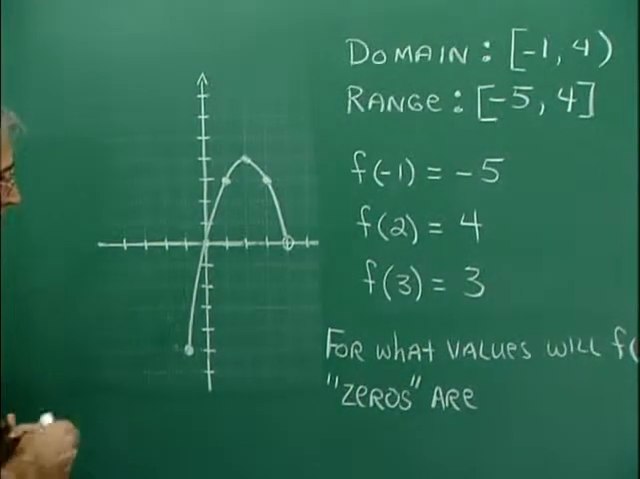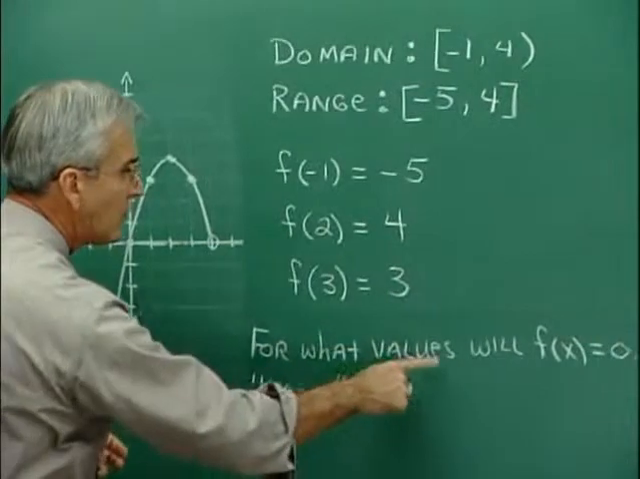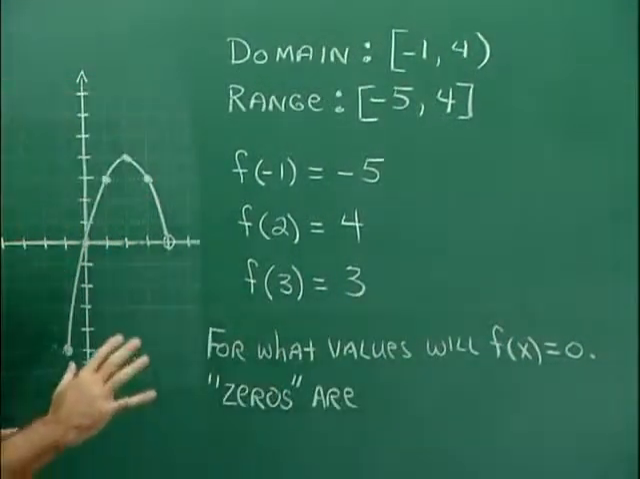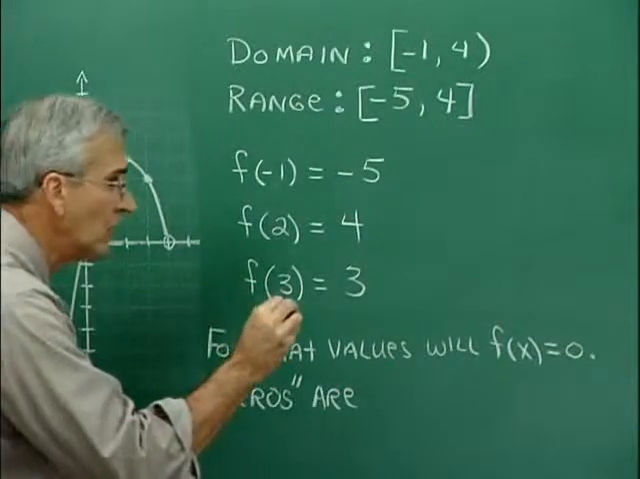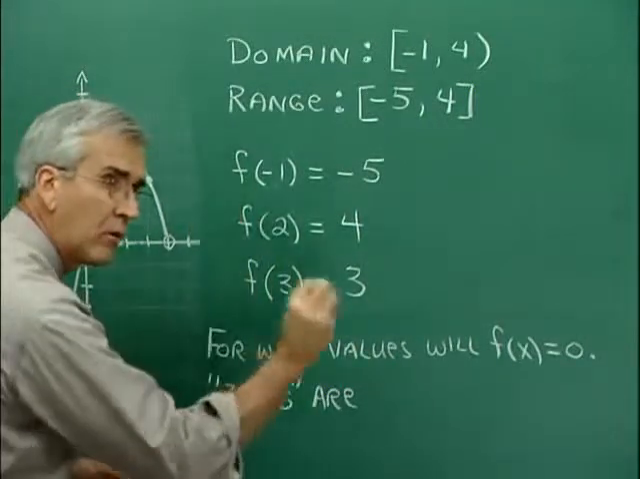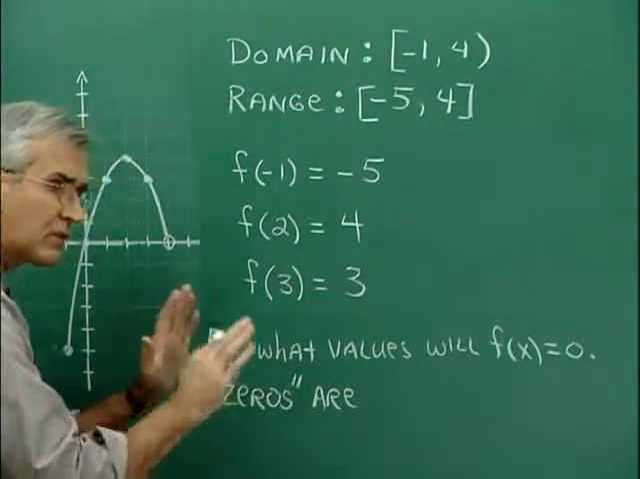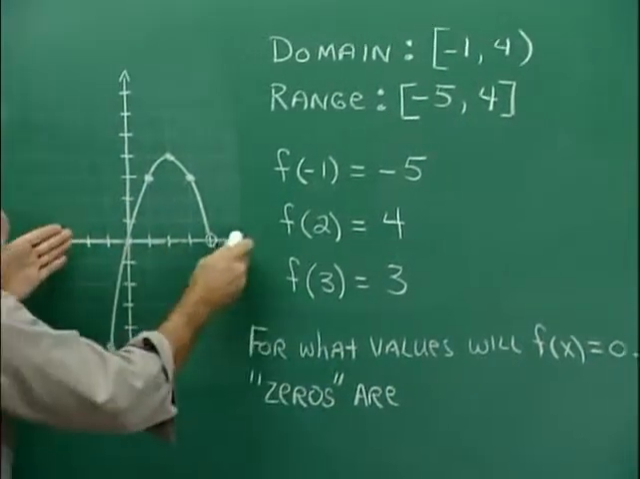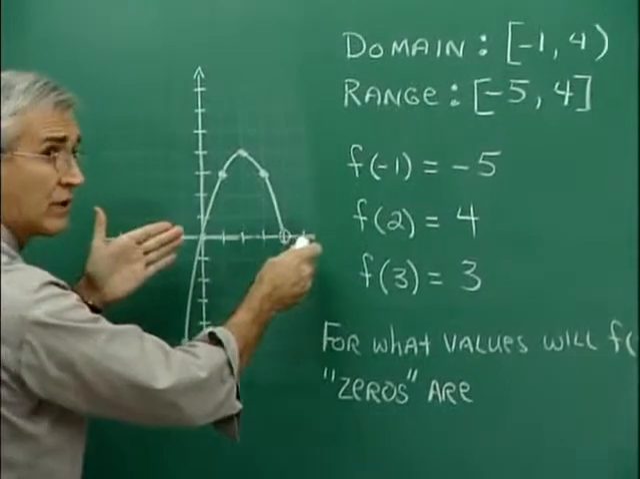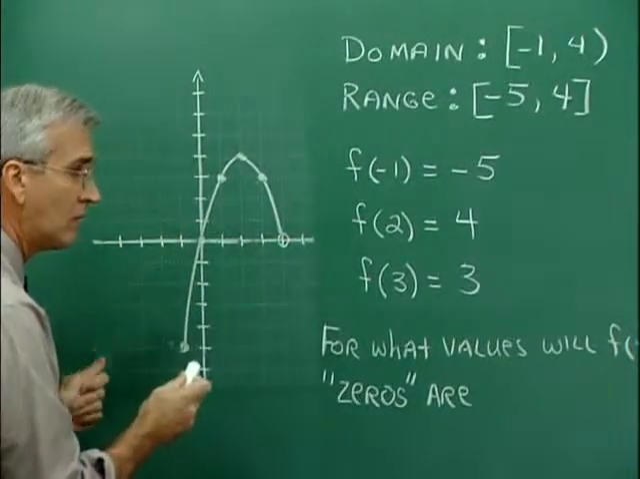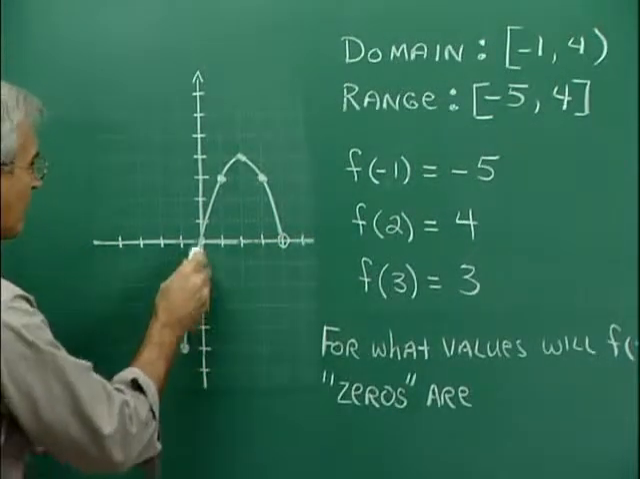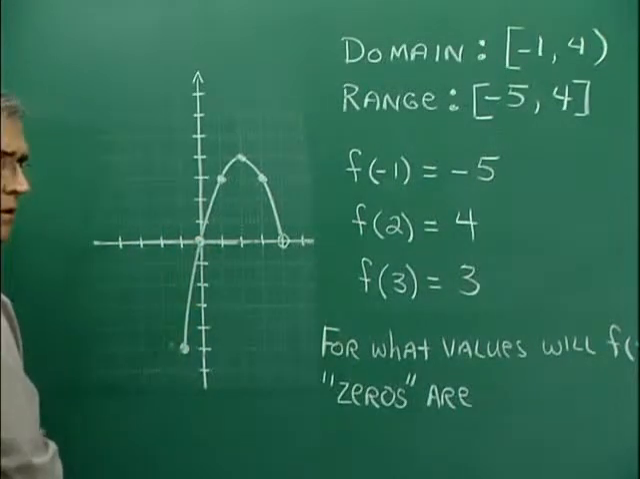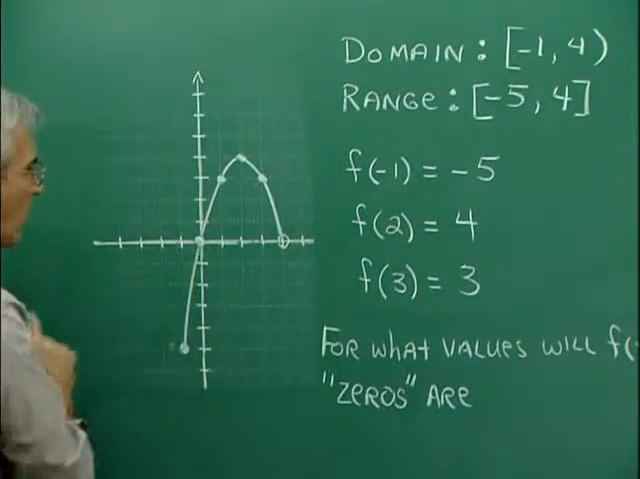Another question that might be posed is, for what values will f of x be equal to 0? For what values of x will f of x be equal to 0? Now f of x is the same as y, so it's saying, for what values of x would y, the vertical distance, be equal to 0? Well, that happens right here. You see, that happens right here at the origin.